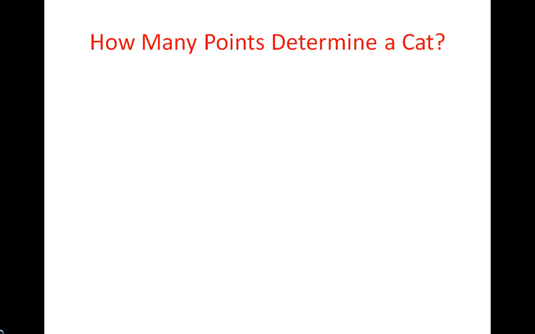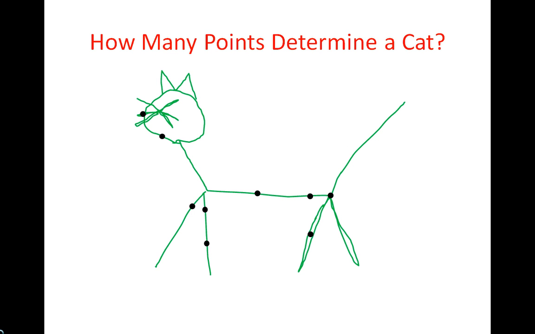Okay, last question. How many points determine a cat? Well, if you're like most people, you're probably thinking 9. Okay, there's a cat passing through 9 points. However, you're wrong. It's not.